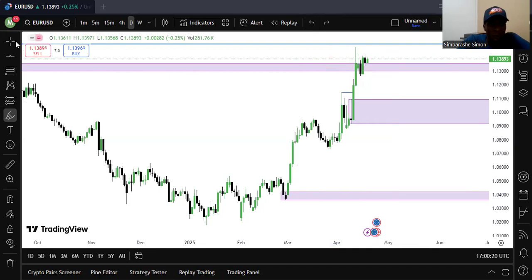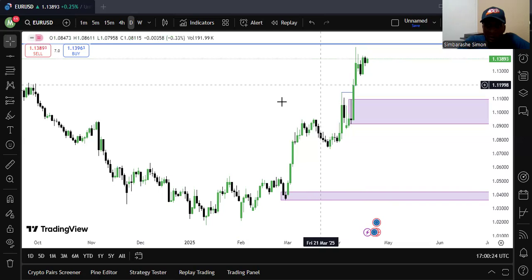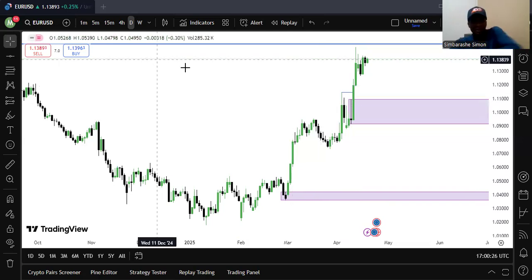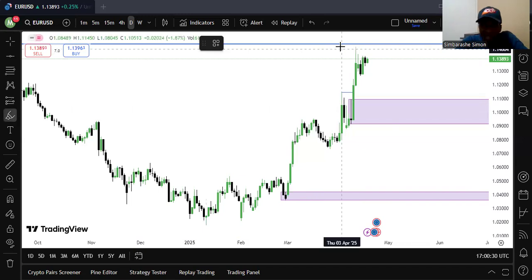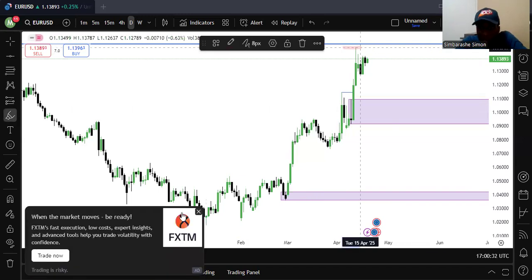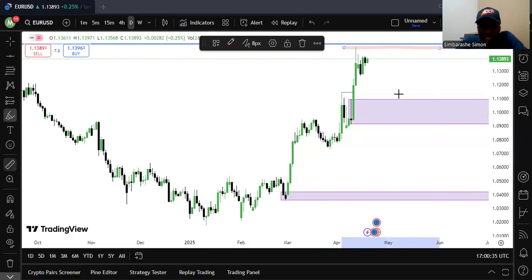So let me just take out this one here. This supply zone, I take out. So what I can say, guys, you can see we are still bullish on daily again. And we still have space here to target this high point here. So we can take bulls up to what?